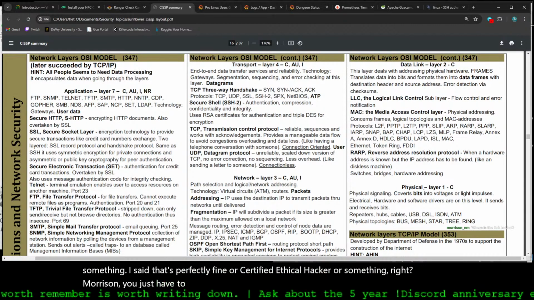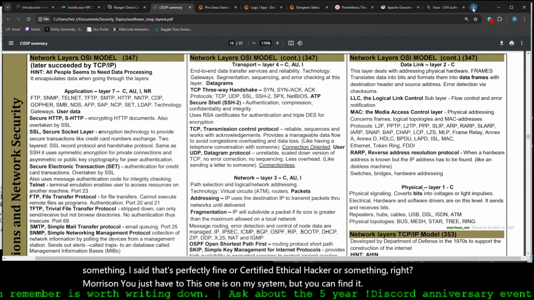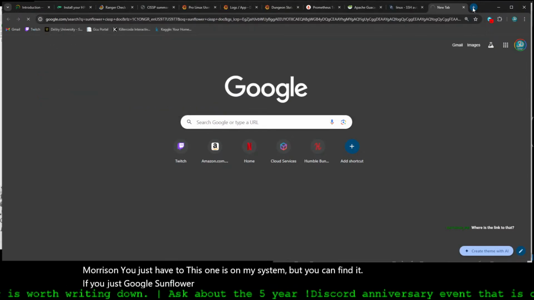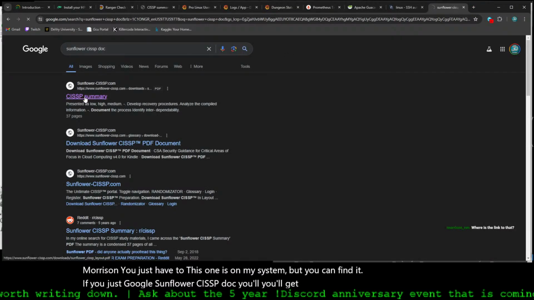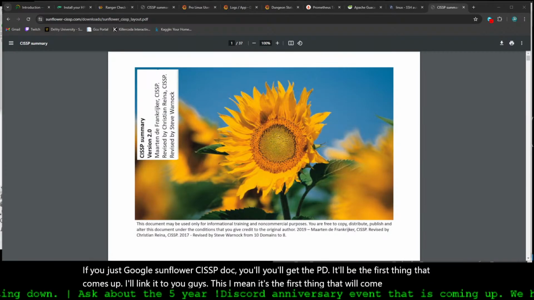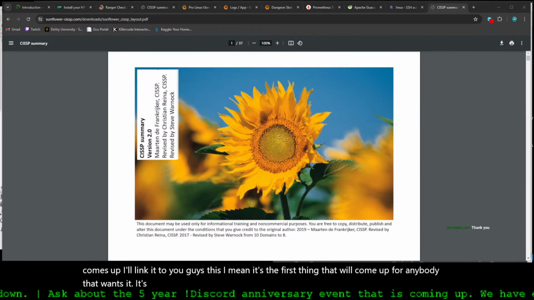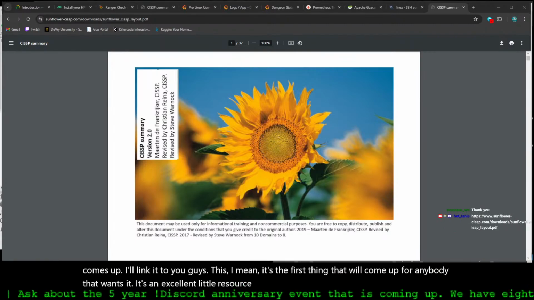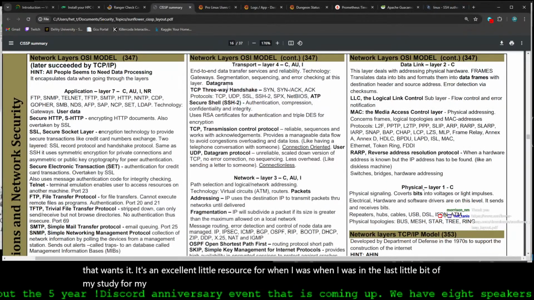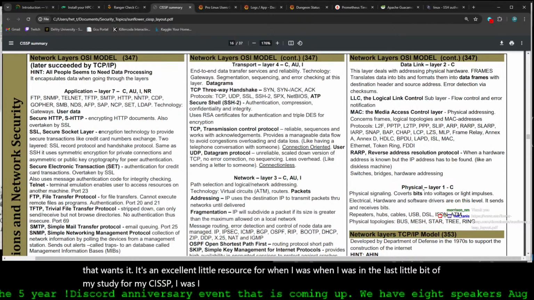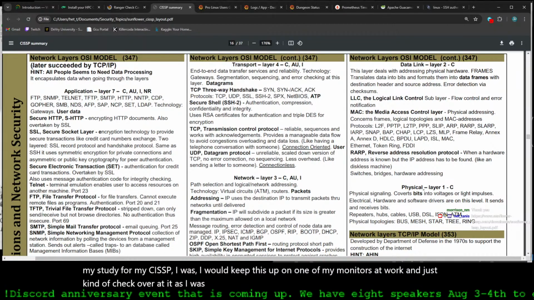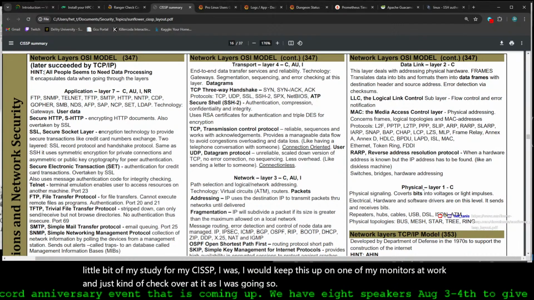This one is on my system, but you can find it if you just Google Sunflower CISSP doc. You'll get the PDF. It'll be the first thing that comes up. I'll link it to you guys. It's an excellent little resource. In the last little bit of my study for my CISSP, I would keep this up on one of my monitors at work and just check over at it as I was going.